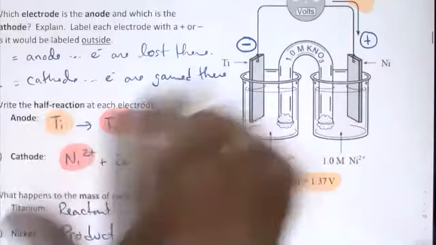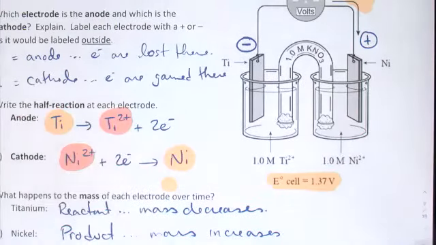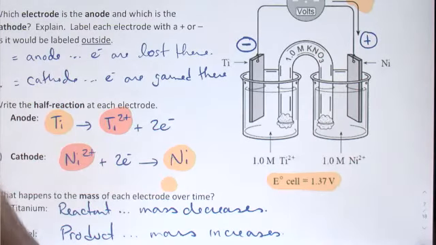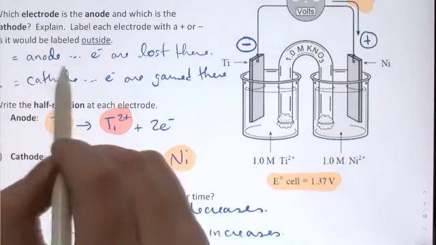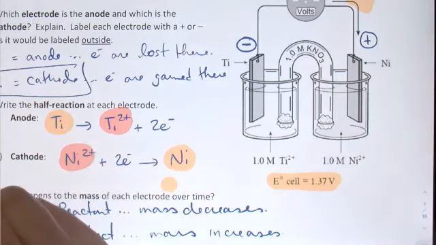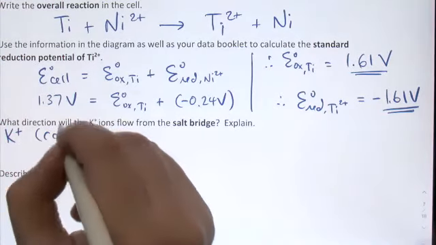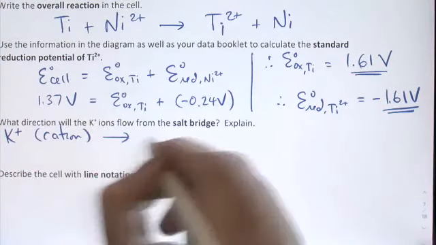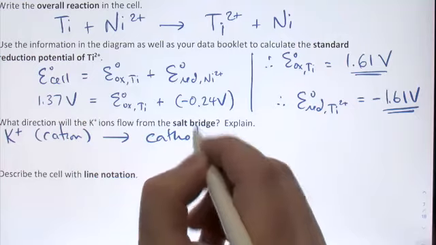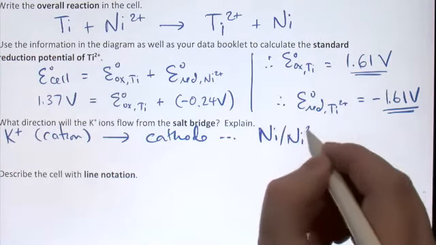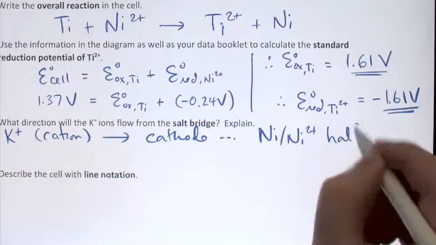Well, we said the potassium, is it a cation or an anion? It's a cation. So cations go to the cathode, and nickel was the cathode, wasn't it? So there's our answer. K plus is a cation, goes to the cathode, it goes to the nickel 2 plus half cell.